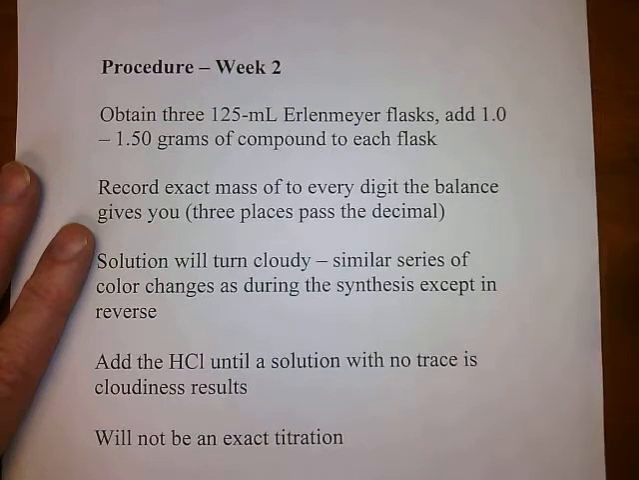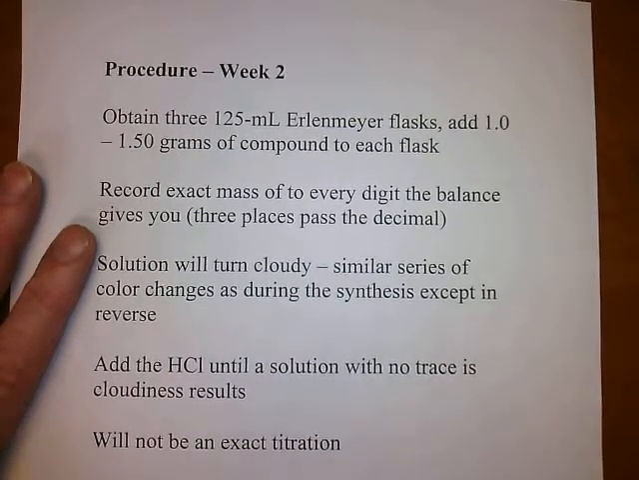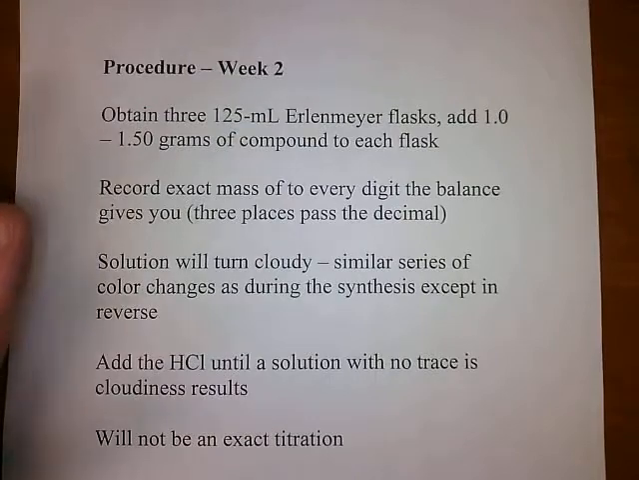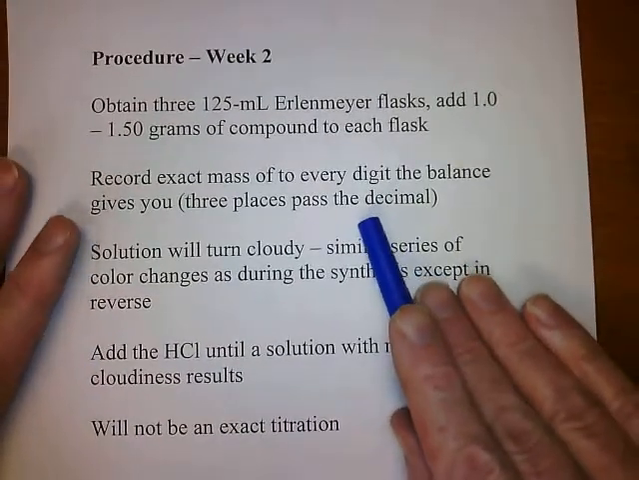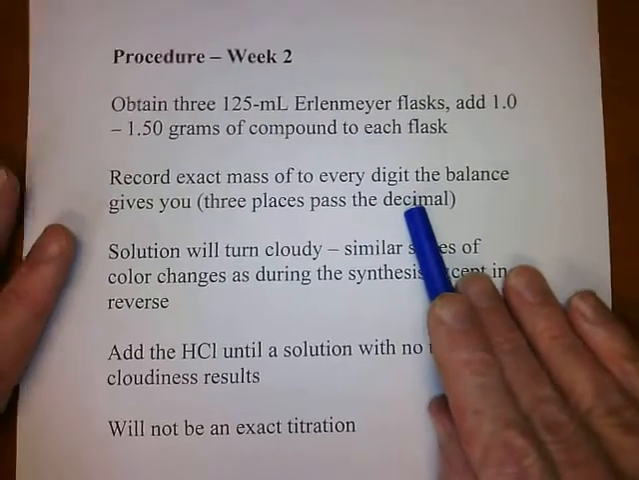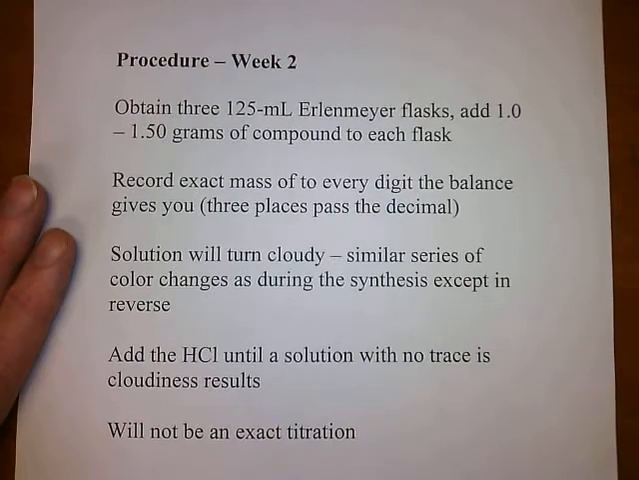You can use any mass between 1 and 1.5, but you have to record the exact mass. So, 1.00 for the first, 1.25 for the second, 1.50 for the third, it doesn't really matter as long as you record the exact mass. And it's a good idea to use a different mass for each titration.